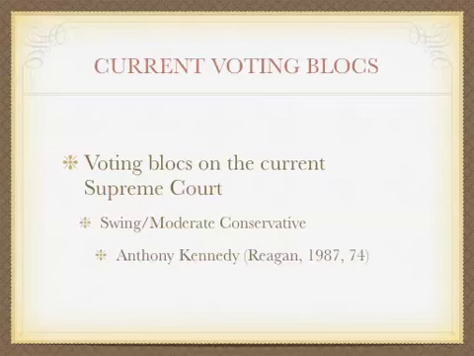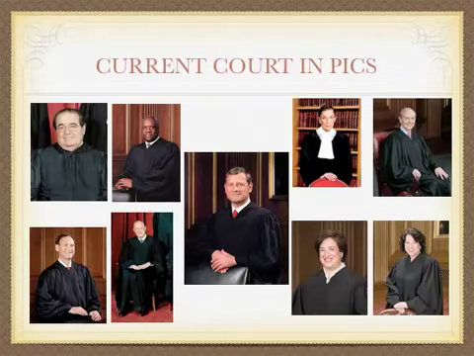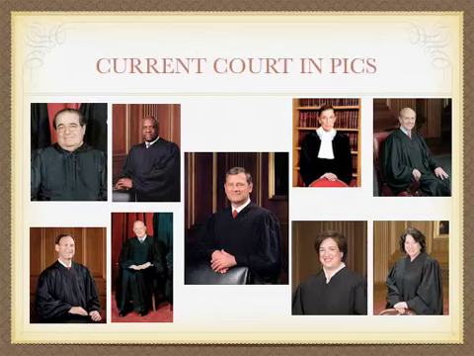Let's take a look at their pictures. Let's get some names to faces. So in the middle is John Roberts. He is the Chief Justice of the Supreme Court, probably young enough to be there for the next 20 to 25 to 30 years. And to his right is, at the top, Clarence Thomas. And to Clarence Thomas's right, Antonin Scalia. And as you go below Antonin Scalia is Samuel Alito. And then to Samuel Alito's left is Anthony Kennedy.